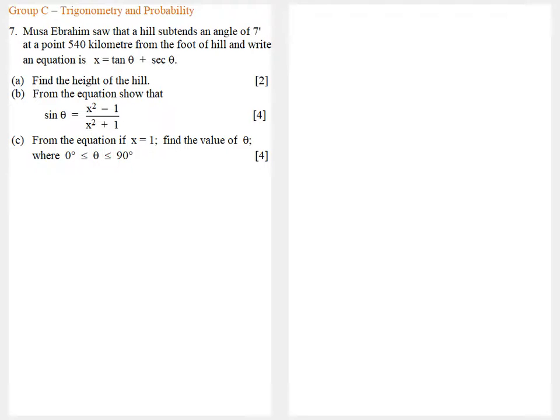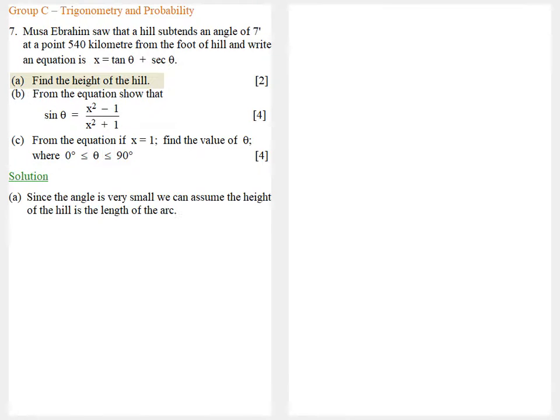Rajshahi, Higher Maths, 2017, Question 7. Musa Ibrahim saw that a hill subtends an angle of 7 minutes at a point 540 kilometers from the foot of a hill, and wrote an equation: x equals tan theta plus sec theta. In part A, find the height of the hill.